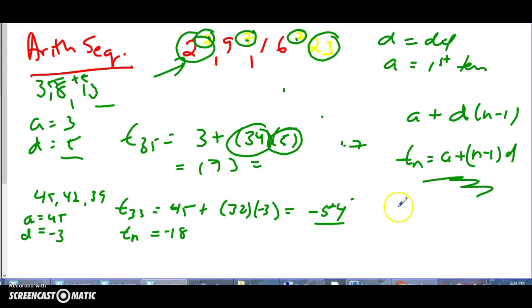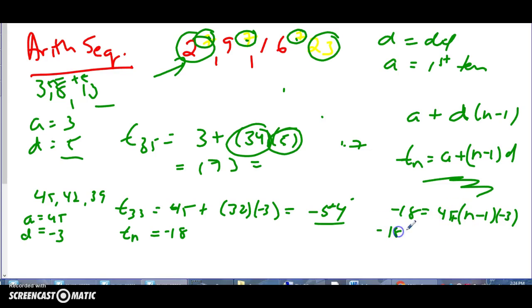There's my equation. And I'm going to say minus 18 is equal to A, which is 45, plus I don't know what term number it is, right? The n is unknown. So I know that the value of the term is minus 18, but I don't know what term number it is. So I'm still looking for n. And then d is minus 3, and I'm going to solve for n. That should be a plus sign in between there.